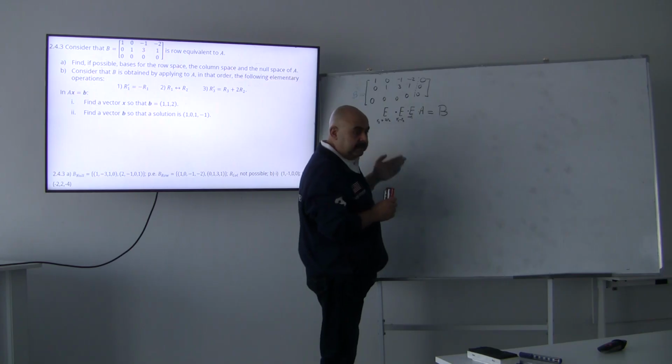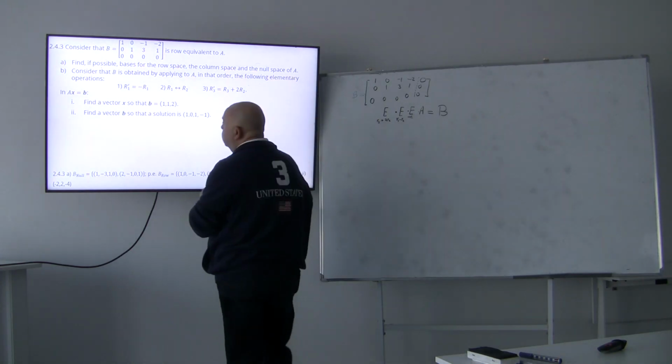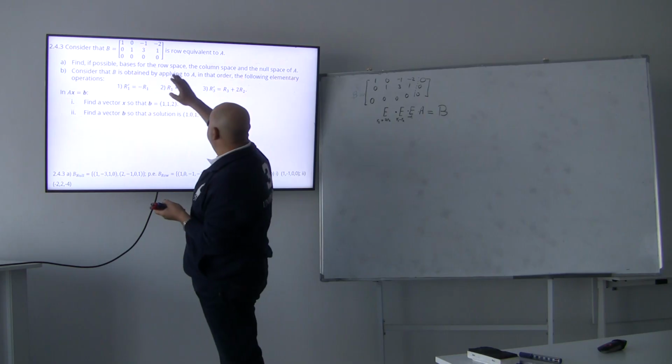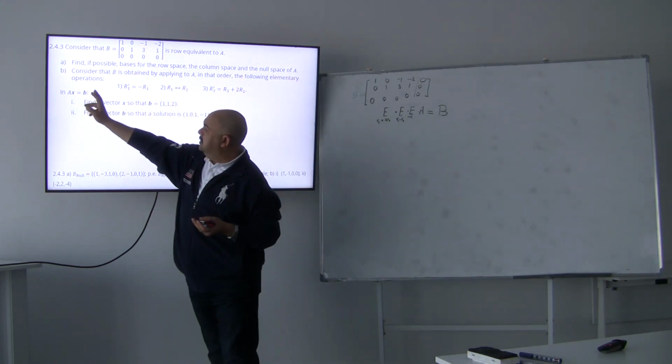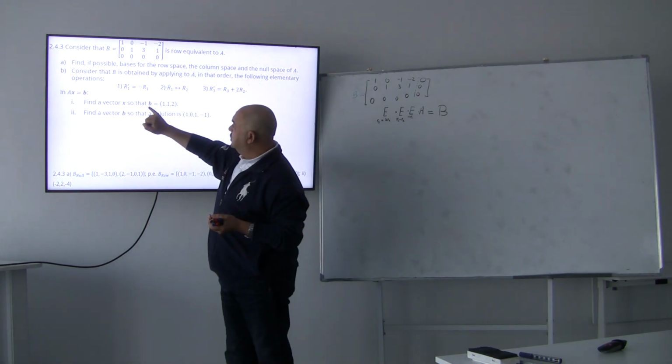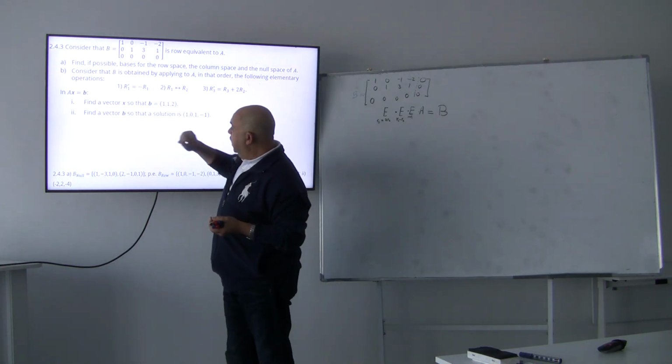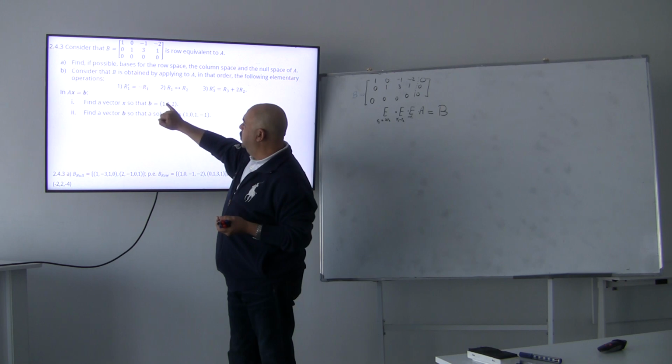Okay. Let's see what he needs. Consider that B is obtained by the elementary matrices from that. In AX equal B, find a vector X, such that B is equal to 1, 1, and 2.